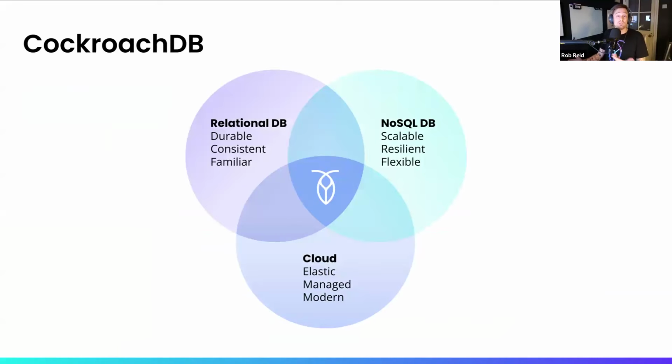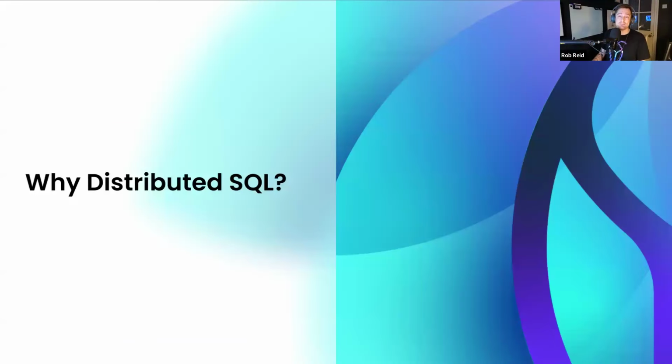In short, CockroachDB is a database that takes inspiration from all of these database paradigms and combines the strengths of each. Where before you couldn't have both resilience and relational, with CockroachDB for the first time you could.